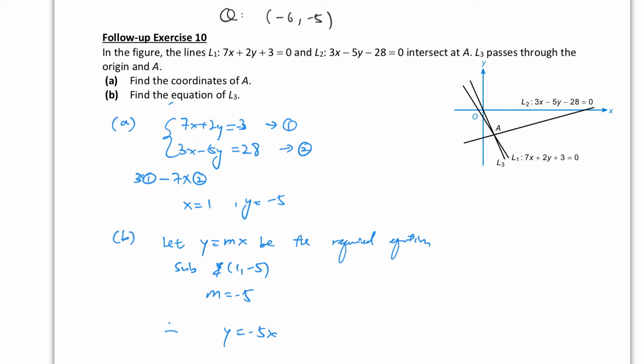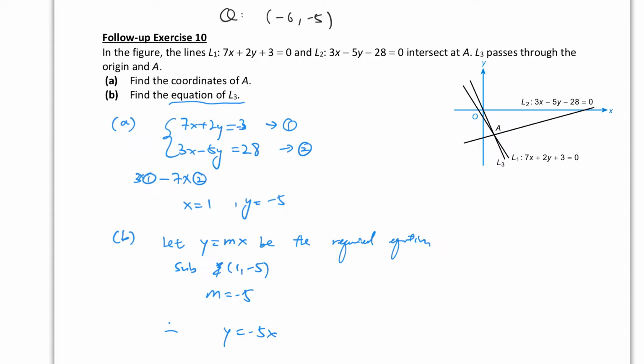You want to find the equation of L3, and L3 is a straight line passing through the origin and A. That means these 2 points. So you may let y is equal to mx and c is equal to 0, because the y-intercept is equal to 0 passing through the origin, be the required equation. Substituting 1 and negative 5, m is equal to negative 5 over 1, which is negative 5, then done. This is the required equation.